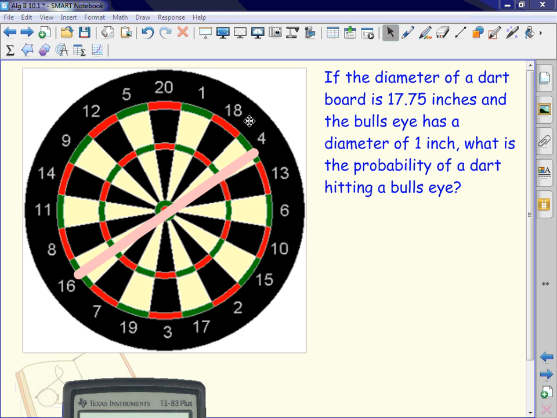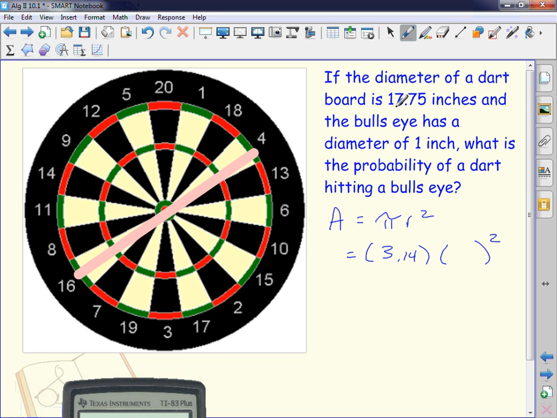A dartboard is a circle. If I throw a dart, it could land anywhere in here, right? What is anywhere in here? What would we call this? Inside of the circle. What's the inside of the circle called? Area. How do I find the area of a circle? Pi r squared. So if we're talking about the dartboard, the whole entire dartboard, pi means 3.14. How do I find the radius?